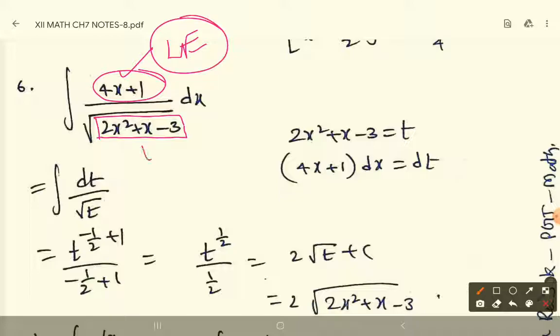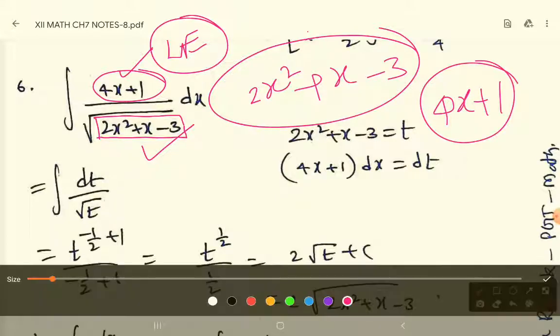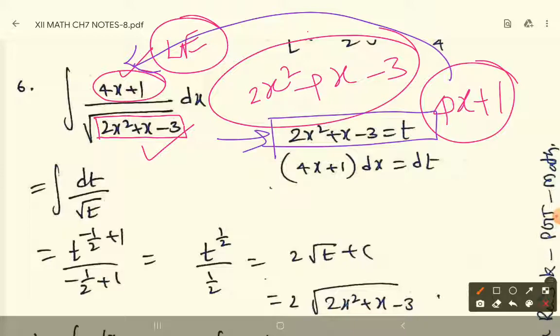see the quadratic expression, whatever it is there, and see the derivative of the quadratic expression 2x square plus x minus 3. What is the derivative of this? 4x plus 1. Check whether it is present in the numerator or not. Yes, present, 4x plus 1. So immediately you take that denominator quadratic expression as t. So (4x plus 1) into dx is equal to dt.